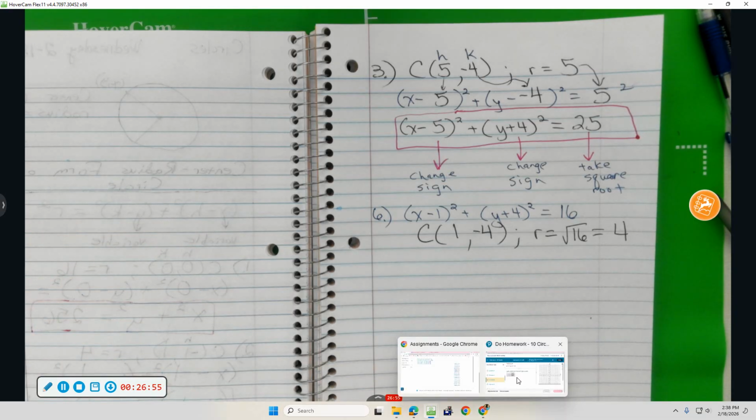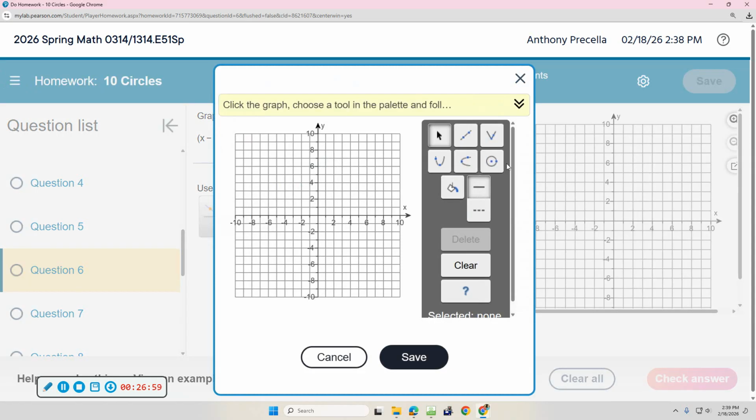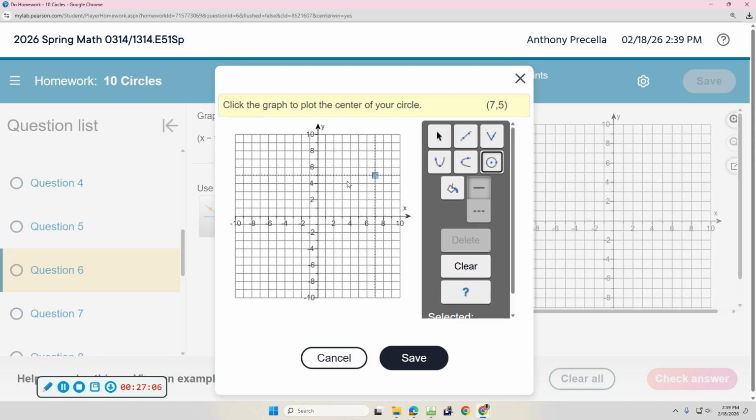Let's go. They don't want you to type in the center and radius. You're only using it to draw the graph. You click the circle tool. You plot the center. The center is 1, -4. And the radius is 4.